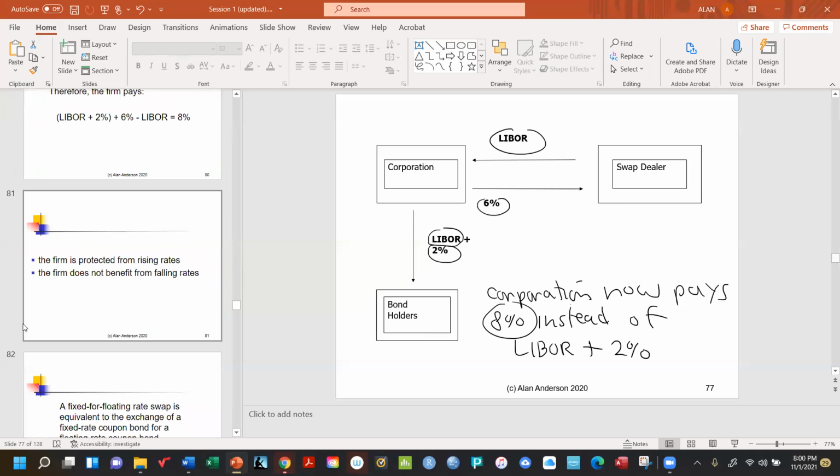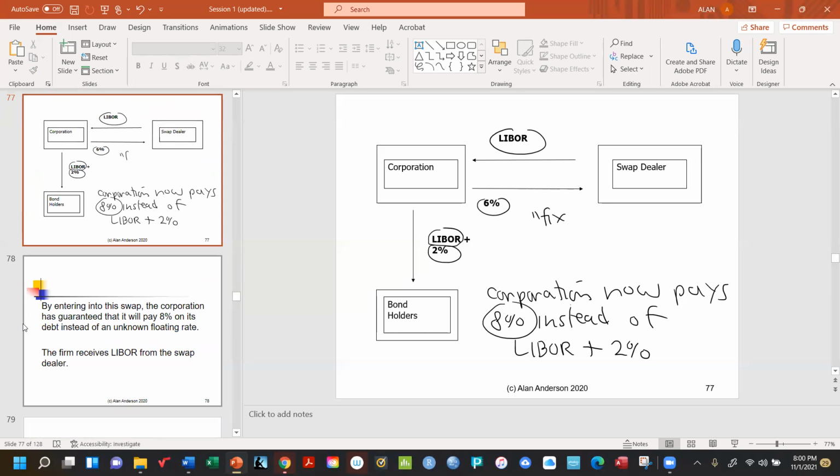Okay, and by the way, I think I forgot to mention this. This type of arrangement is called a fixed for floating rate swap, because one party is paying a fixed rate and the other party is paying a floating rate. This is the most standard type of interest rate swap. There are others, of course, but this is the most common type, fixed for floating. You can also find swaps that are floating for floating, where you're trading two different floating rates. There's all kinds of possibilities. The sky's the limit, but this is the most standard type.